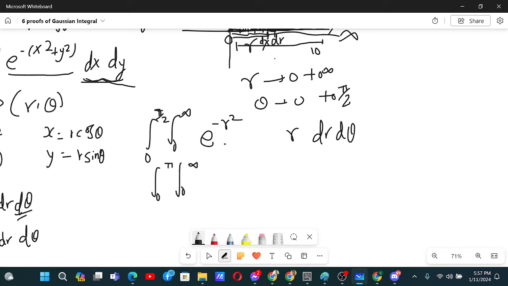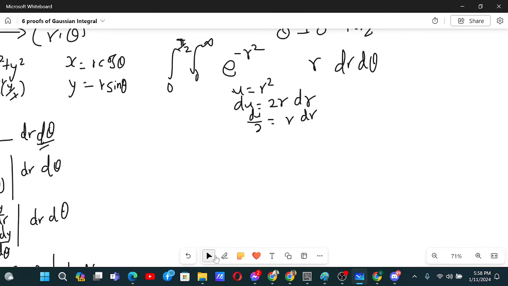Now here's e to the power minus r square. So over here we will try to make d of r square. Or let's just use U-substitution to make it even easier. So if we substitute u equals r square, what will happen? du will be 2r dr, and then du by 2 equals r dr.